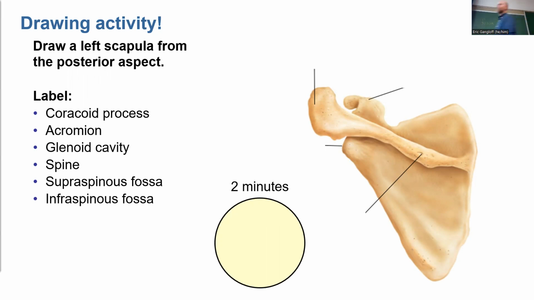This is a left scapula from posterior, as if I'm standing here and you're looking at my shoulder. Then label these six features on it. I'll give you a couple minutes to make that drawing and we'll check back in.